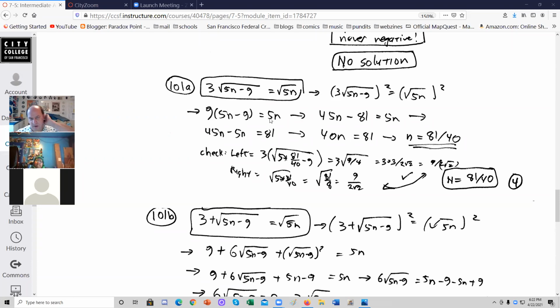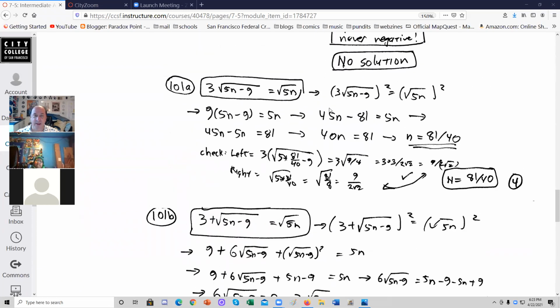Okay, we now have a simple linear equation. Distribute the 9 over these two terms. You get 45n minus 81 equals 5n. Transpose the 5n to the left and the 81 to the right. Get 45n minus 5n equals 81. 40n equals 81. N equals 81 over 40. Well, all right. And if you plug in both sides, you can get a bit of a mess, but in both cases, you get 9 over twice root 2. So it works, and n equals 81 over 40.